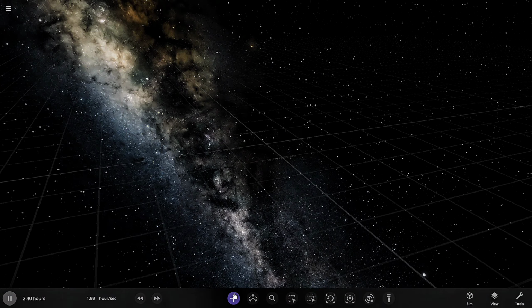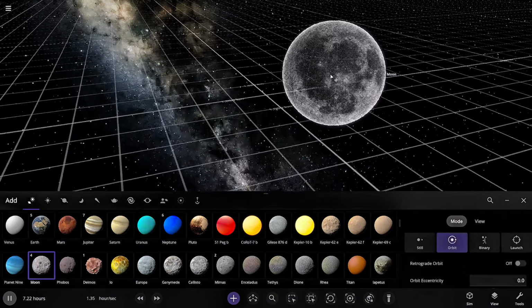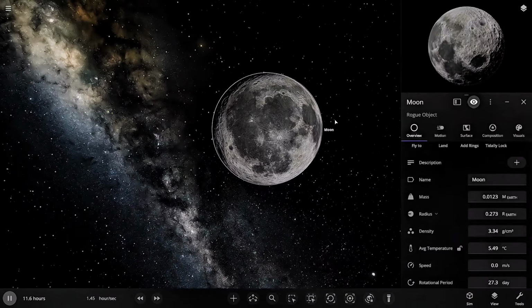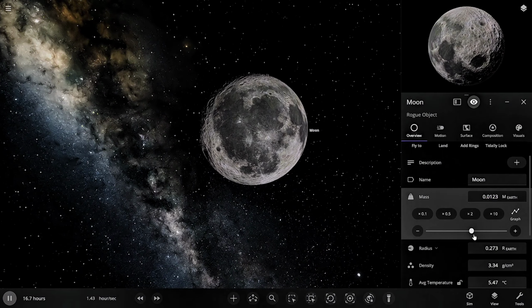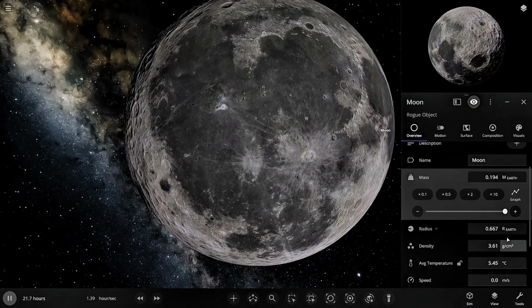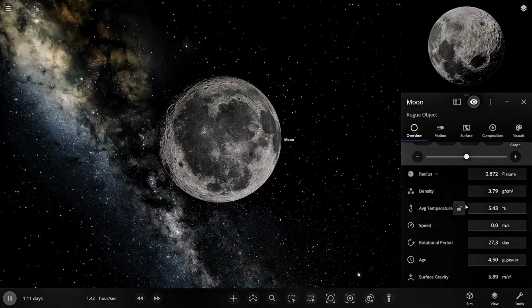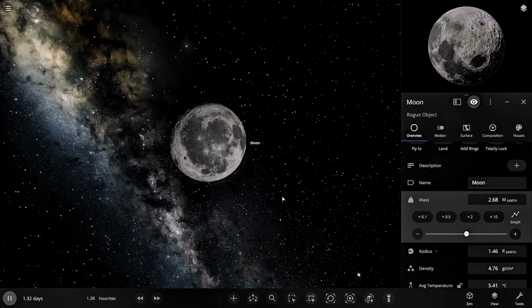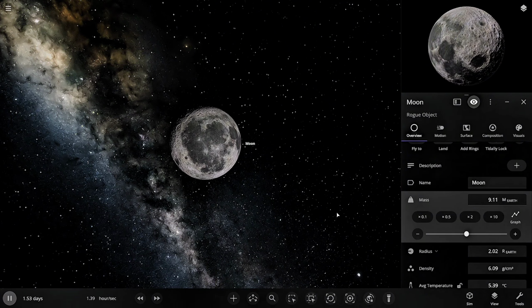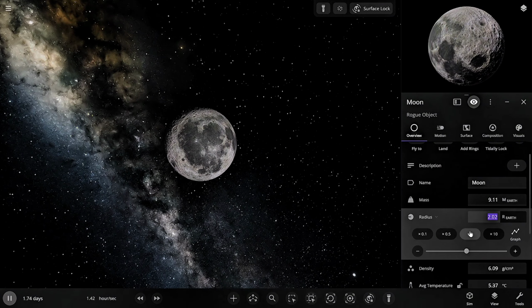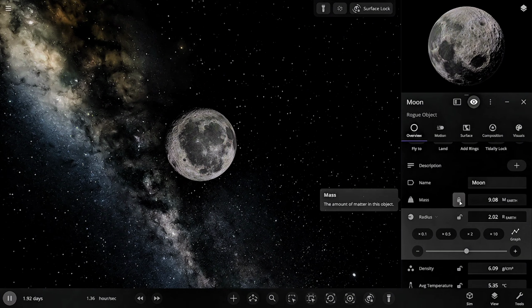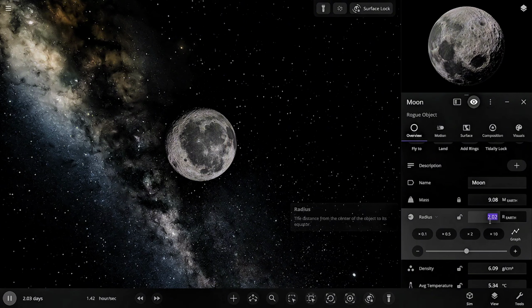So first, I needed a black hole. So I started fresh, nothing, just space. And then I chose the moon to turn it into a black hole. So I started increasing its mass more and more until it reached 9.08 times the mass of Earth. But mass alone isn't enough.